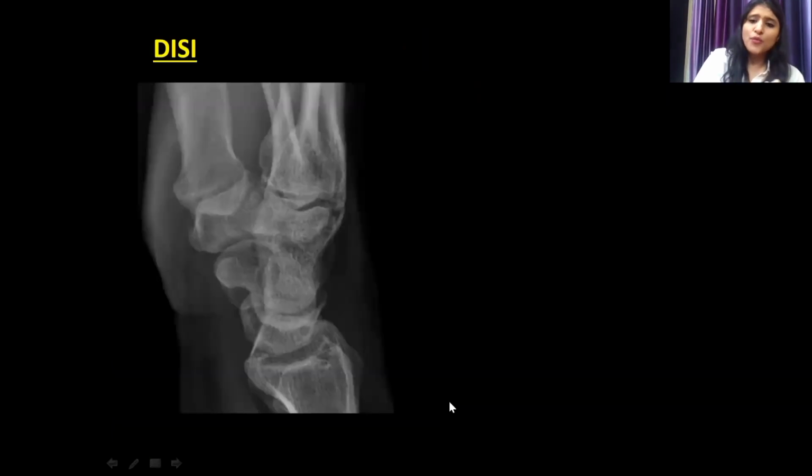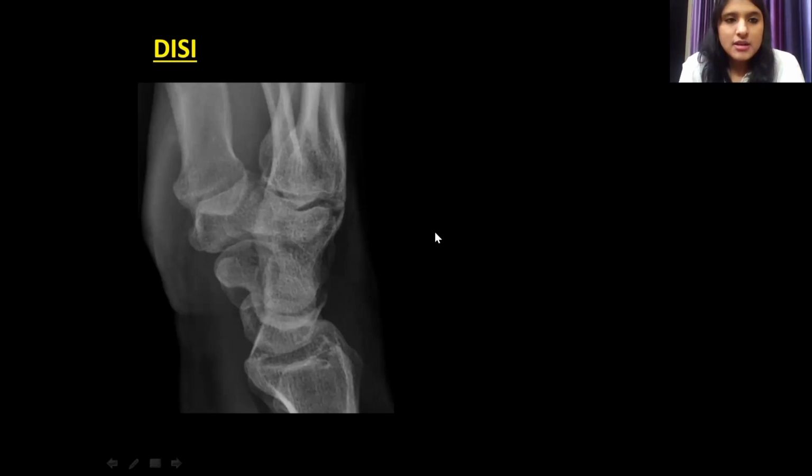The next spectrum of findings in scapholunate ligament tear is DISI, which is known as dorsal intercalated segmental instability. Because of the tear of the scapholunate ligament, the lunate bone undergoes dorsal subluxation. So here, if you see, this is the lunate, and it is seen to be subluxated dorsally. This is the moon-shaped lunate, and the face of this lunate lies on the dorsal aspect. So this is DISI.